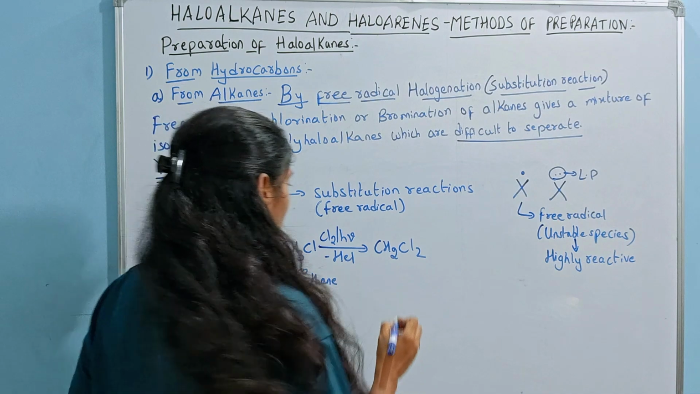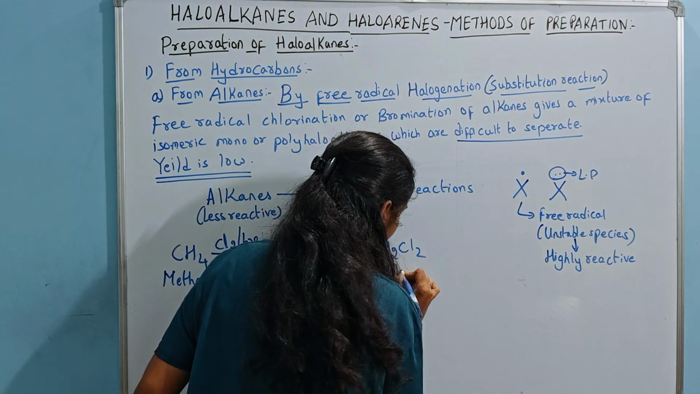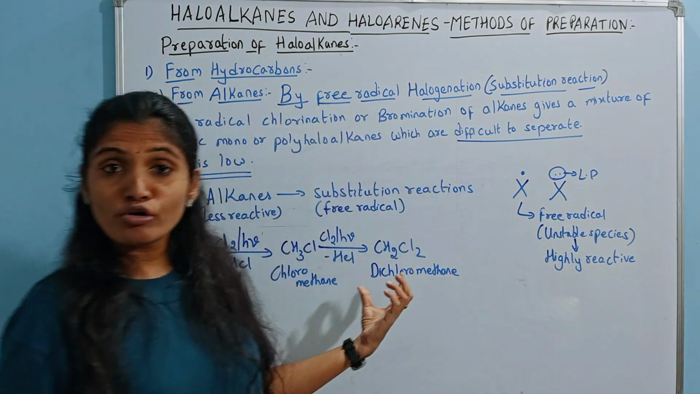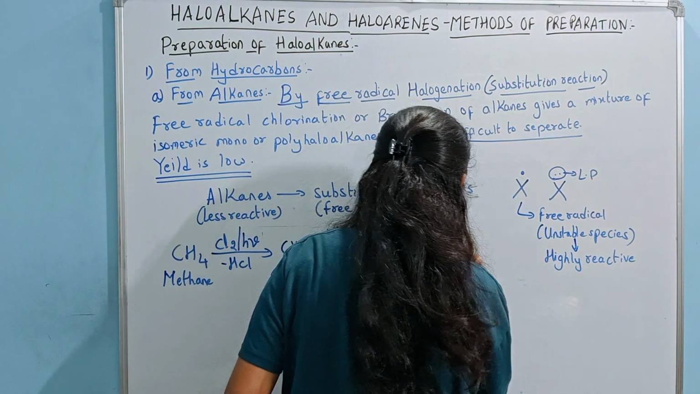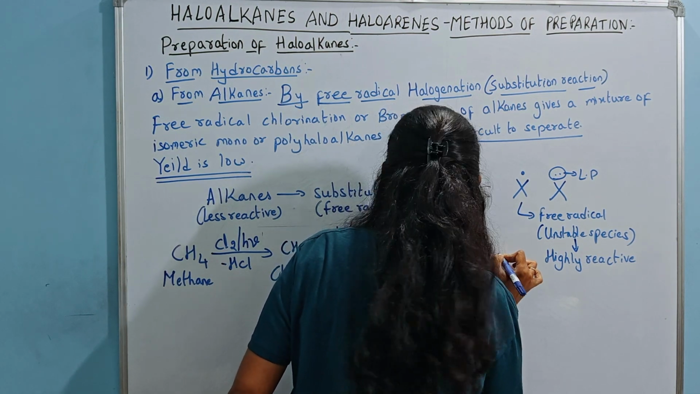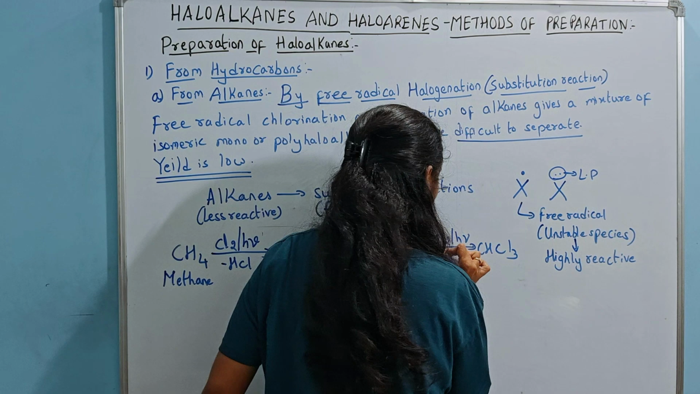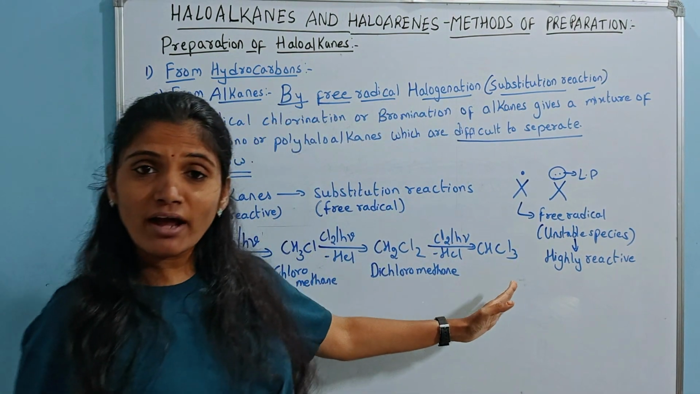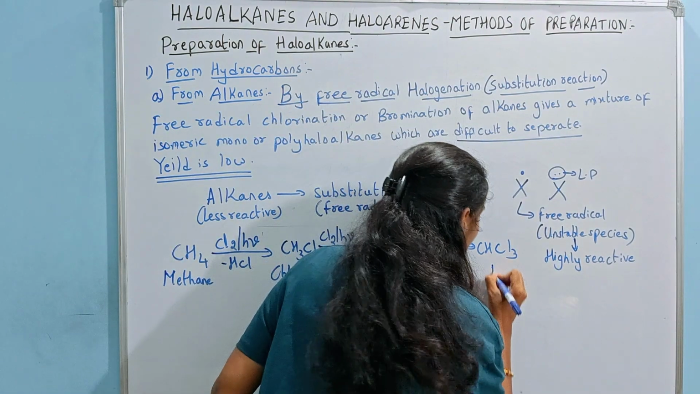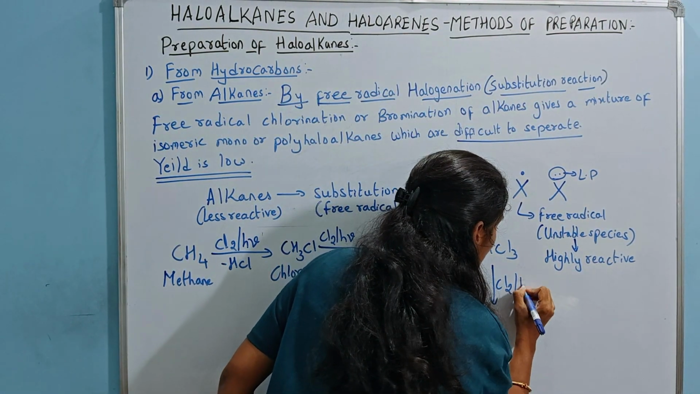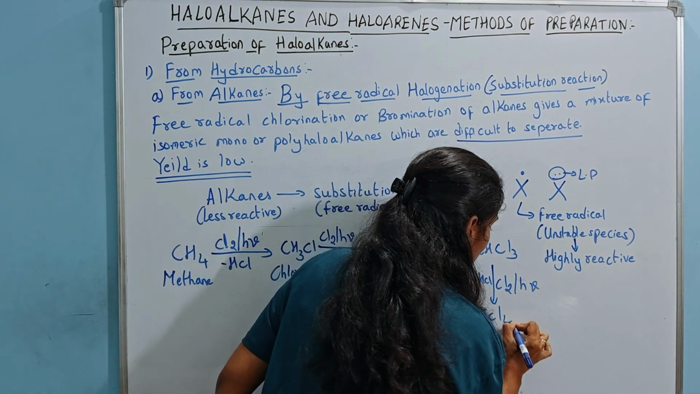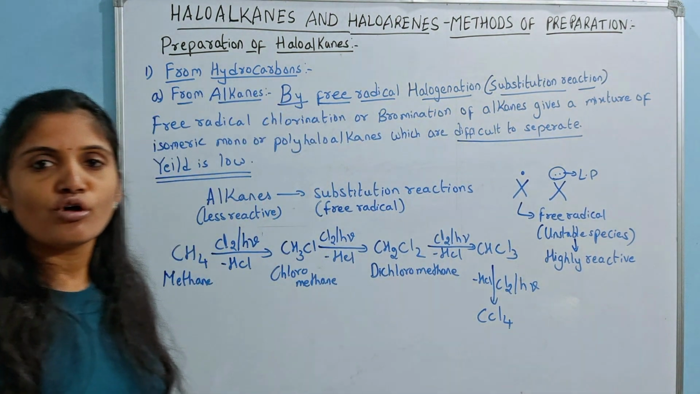What is the name of this? It is your dichloromethane. This reaction will not stop even here. It will go further. Cl2 in the presence of sunlight, one more hydrogen, so I get CHCl3 minus HCl. Still I have a hydrogen which can be substituted by chlorine, so this reaction will still go further. Cl2 in the presence of sunlight minus HCl, and I will get my CCl4, and the reaction will stop here.